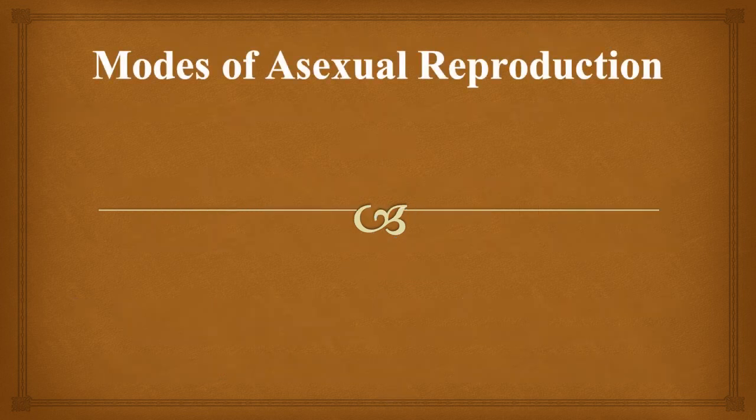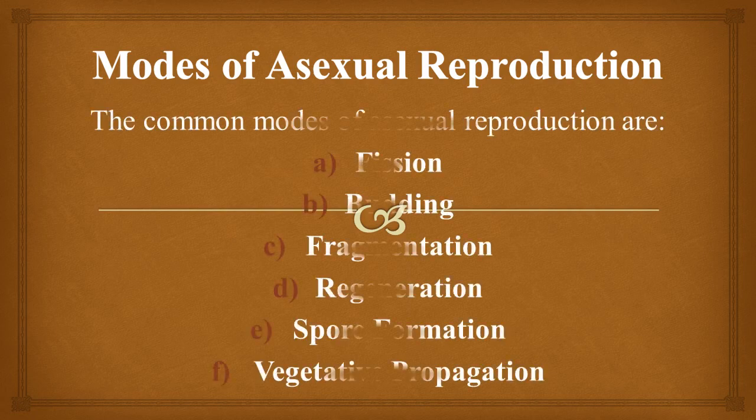Next, in asexual reproduction, we shall look into the different modes of asexual reproduction. What are the different types of asexual reproduction seen in organisms? If we list the asexual reproduction modes, the common ones are fission, budding, fragmentation, regeneration, spore formation, and vegetative propagation.